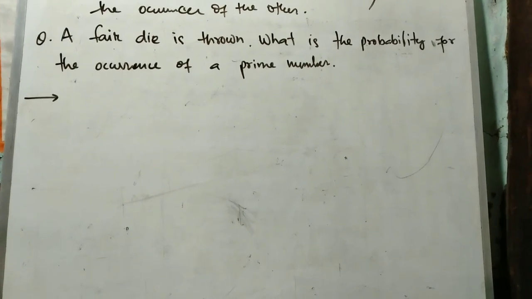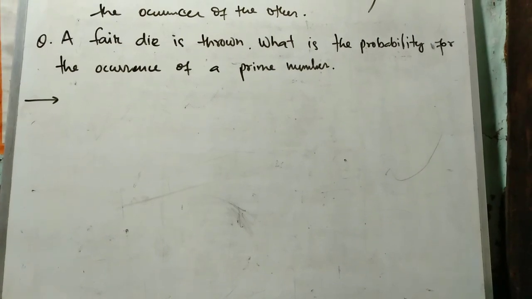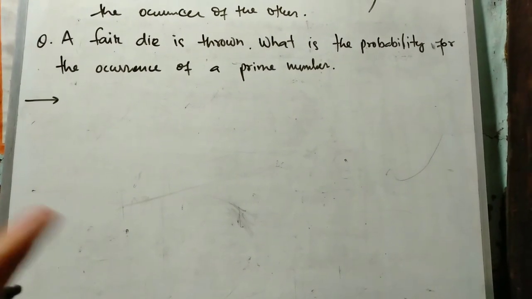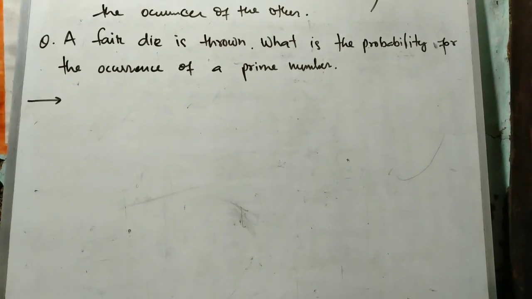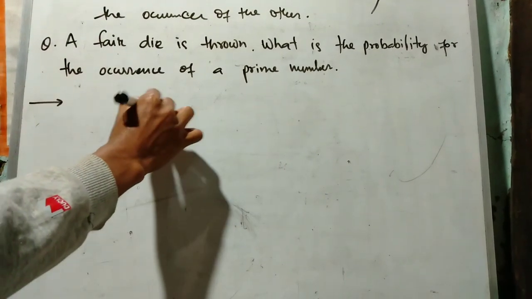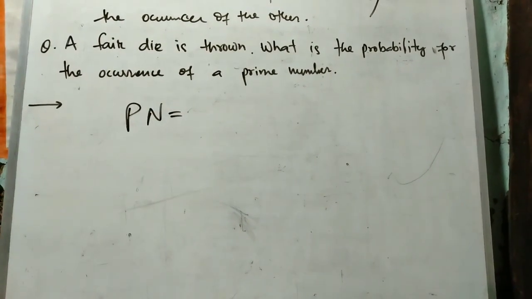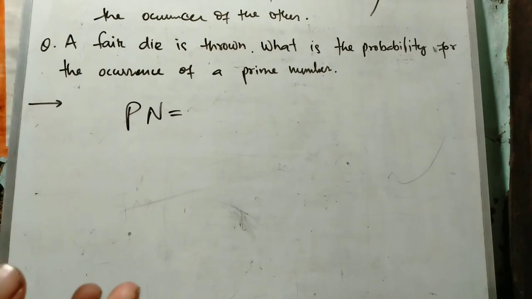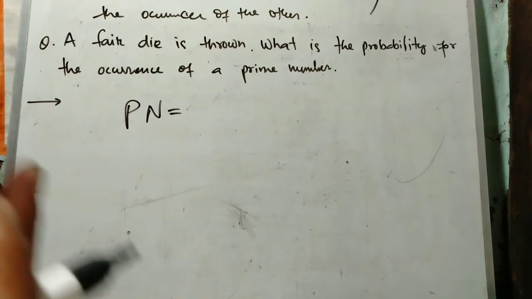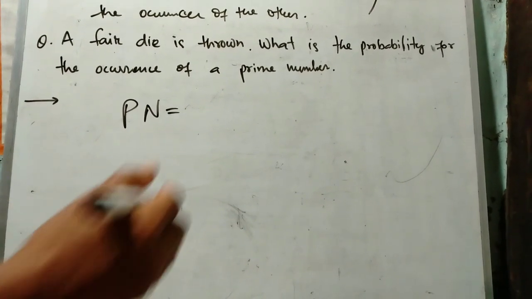You have to throw once. What is the probability for the occurrence of a prime number? What is a prime number? First of all, let us study what a prime number is. A prime number can be divisible by itself and 1, and has two factors only.